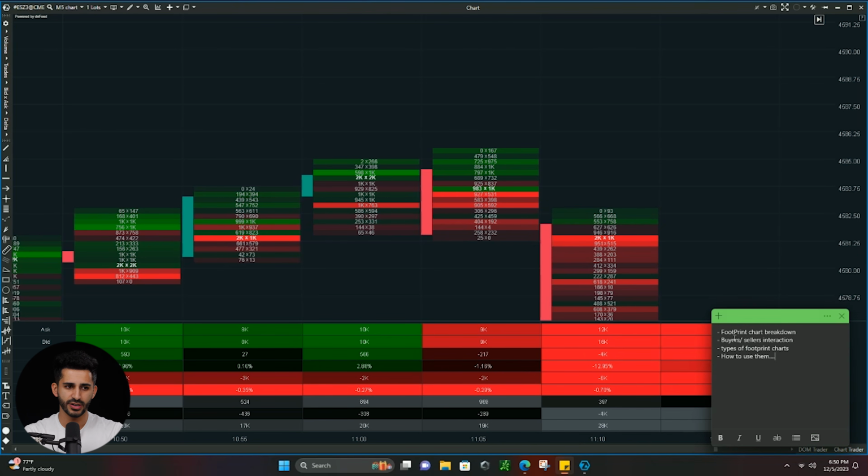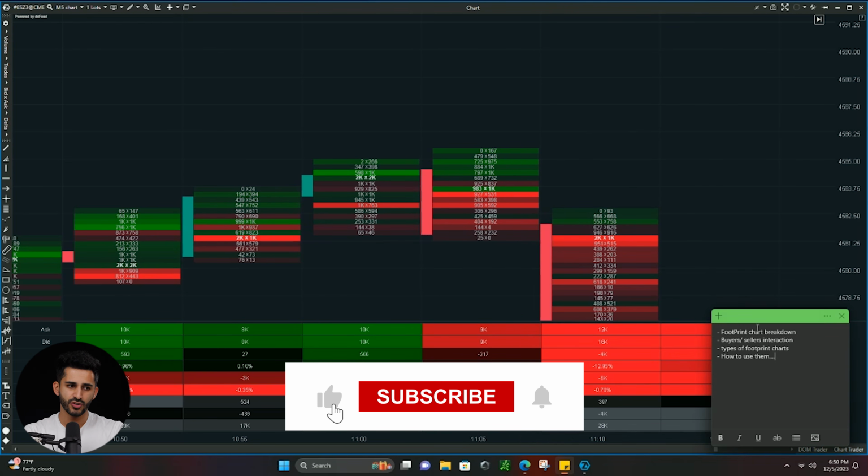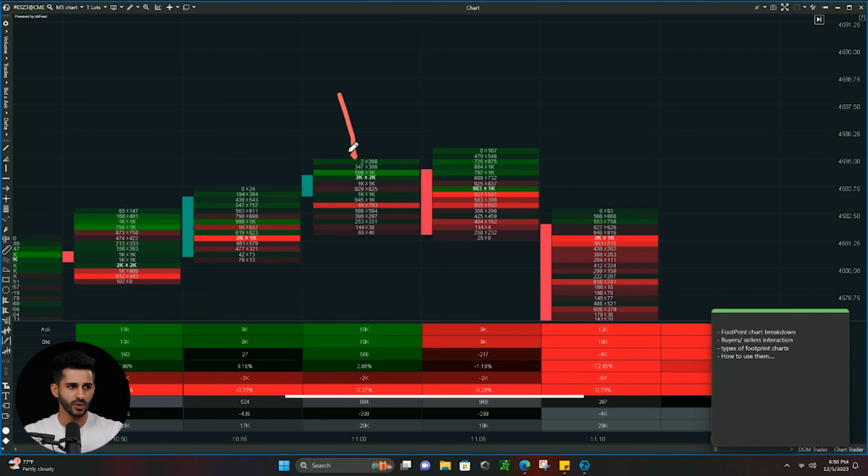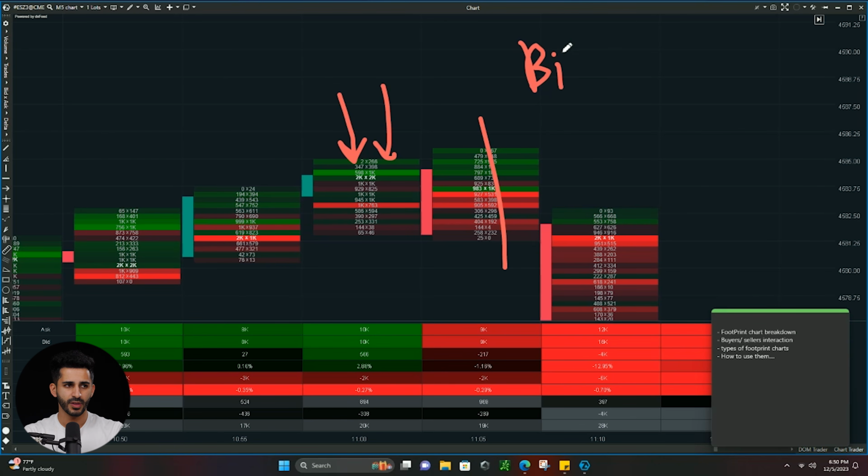We are going to get a full understanding of footprint charts, the interaction of buyers and sellers, types of footprint charts, and how to use this. So let's understand the interaction first. You guys see two sides, right? There's one side on the left, and one side on the right. The side on the left is the bid. The side on the right is the ask.